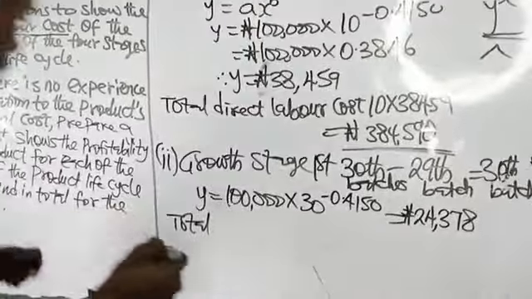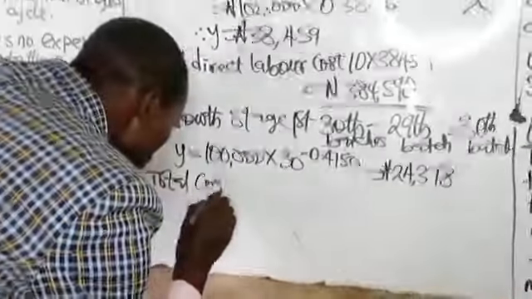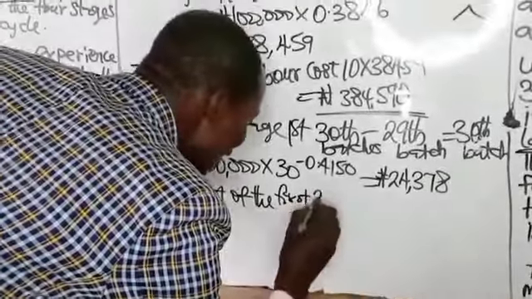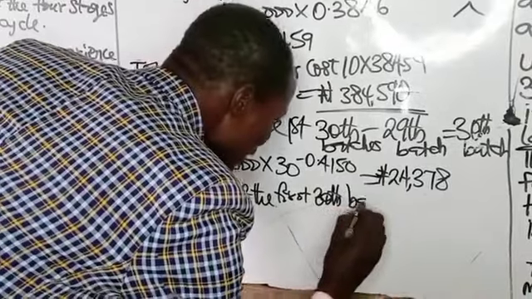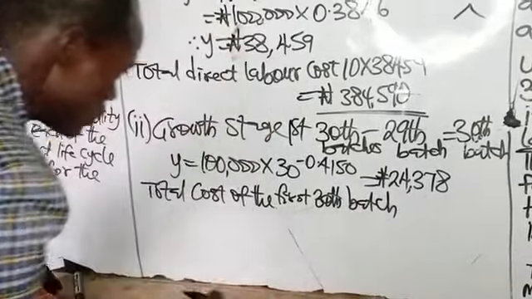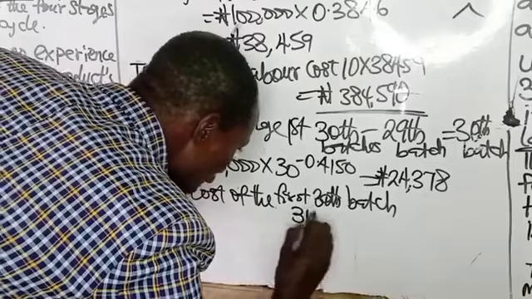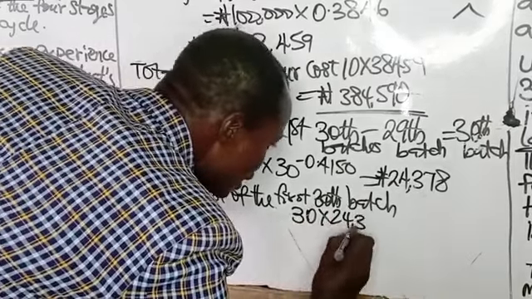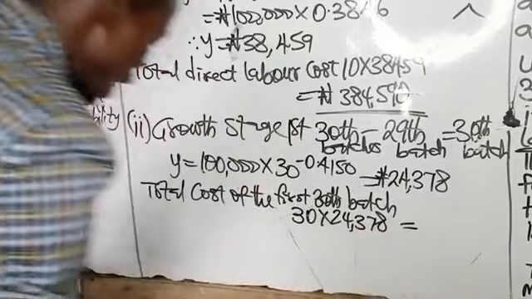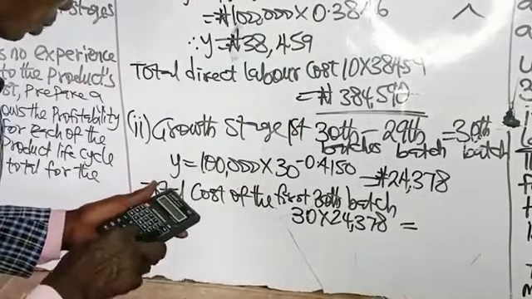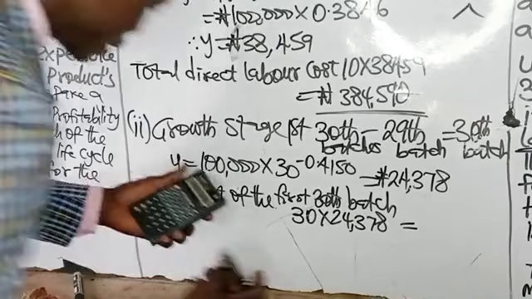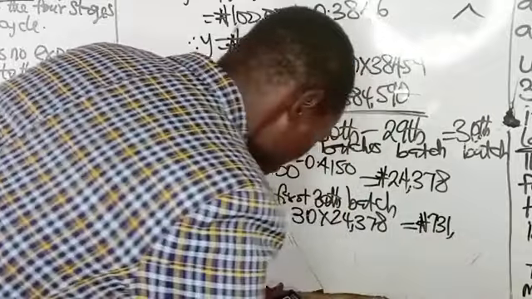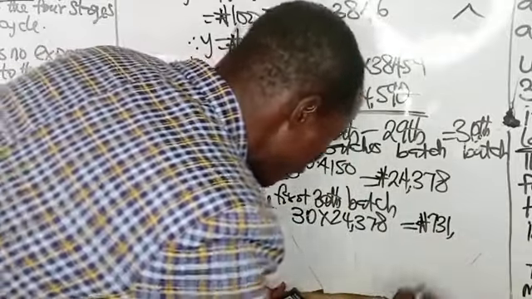So the total cost of the first 30 batches, if this is the average, so for 30, total now will be 30 times 24,378. That gives us 731,334.